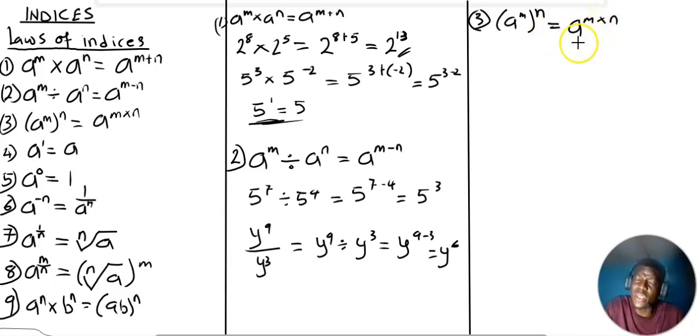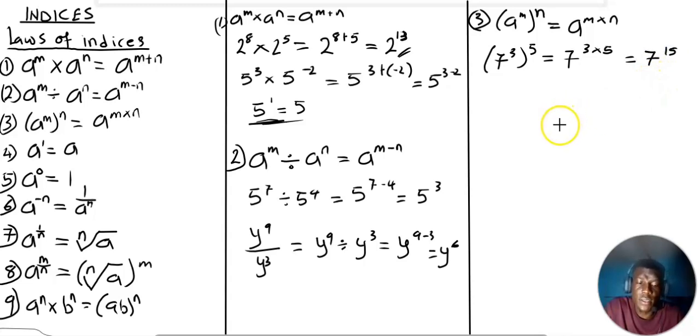Now I'll give you a question. You can always pause the video to try these questions yourself. Here you have 7 raised to the power 3, all raised to the power 5. You can pause the video and try this on your own. I always encourage that, so in case you fail, you can take correction when I'm solving. This is the same as saying 7 raised to the power 3 times 5. So the powers will multiply. 3 times 5 will give you 7 raised to the power 15. And this is it.